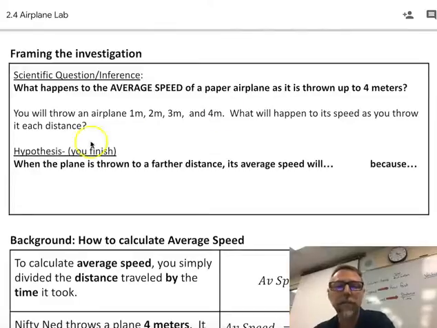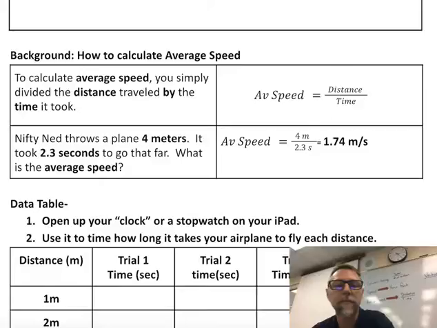And so you'll need to make a hypothesis as to what you think will happen to the average speed of the paper airplane as you throw it these 4 different distances. If you want to take a moment now, you can do that, or continue watching the video.